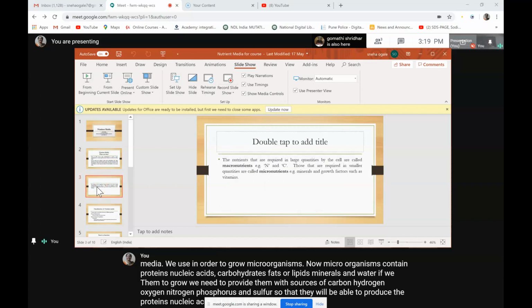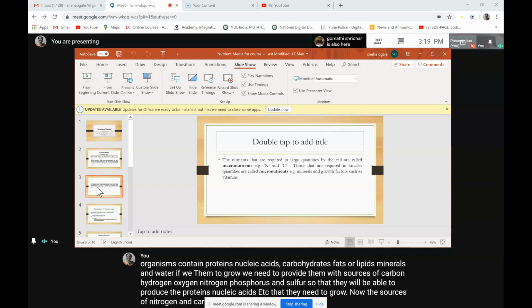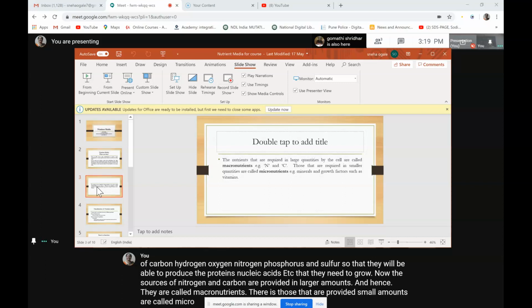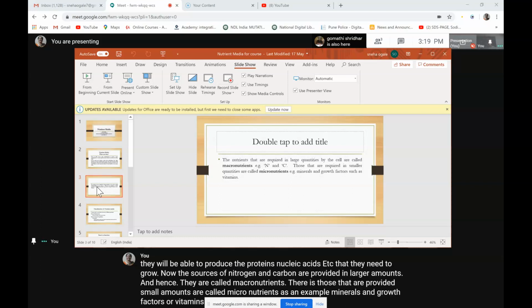Now, the sources of nitrogen and carbon are provided in larger amounts and hence they are called macronutrients, whereas those that are provided in smaller amounts are called micronutrients. As an example, minerals and growth factors or vitamins are micronutrients.